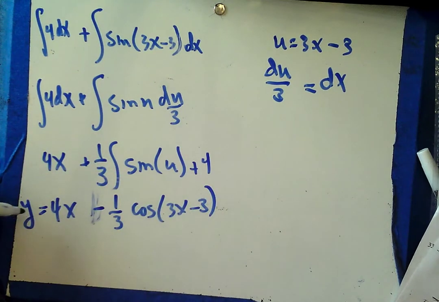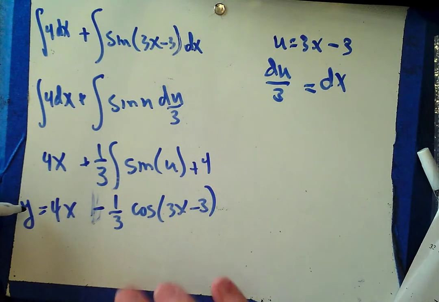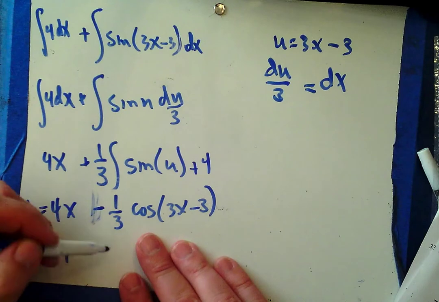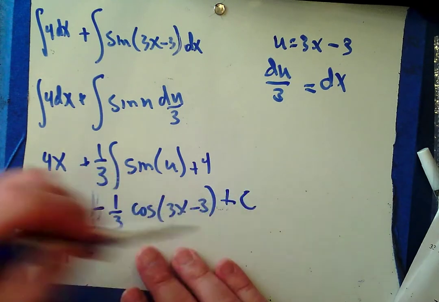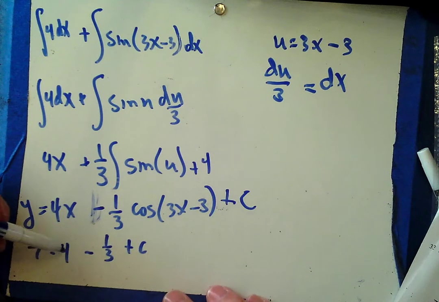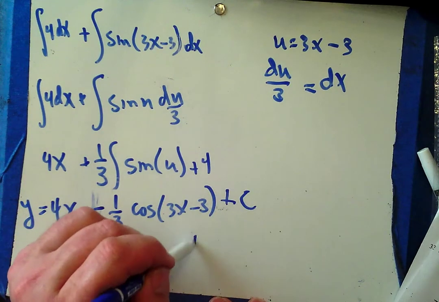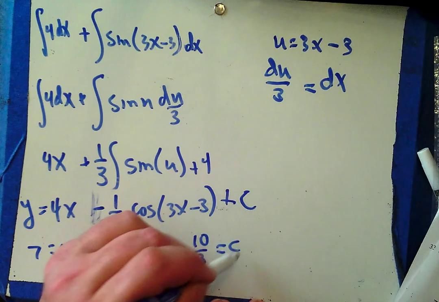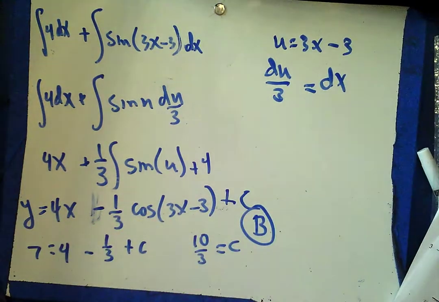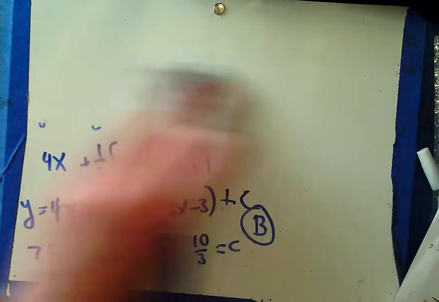This is what y equals, and if we plug in a 1, we're supposed to get 7. So 7 equals 4 minus 1/3 plus c. So 10/3 equals c. And so that looks like choice B. B is our answer to number 7.